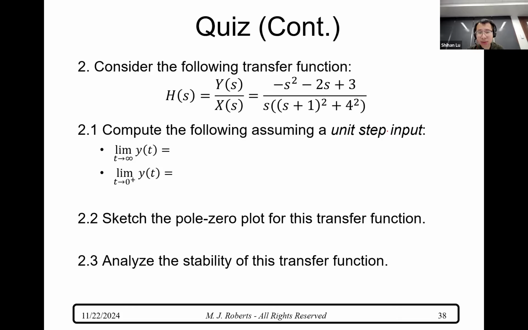The next part is to sketch the pole-zero plot for this transfer function. Very simple and straightforward. Lastly, analyze its system stability.